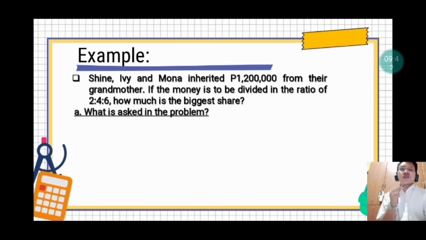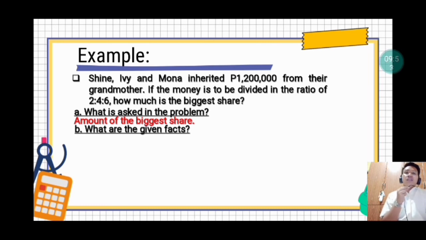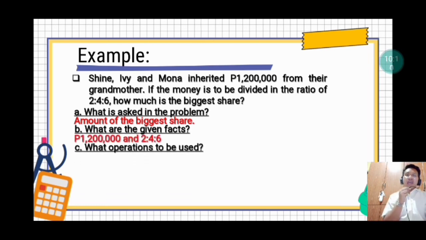What is asked in the problem? So the problem is, we are looking for the amount of the biggest share, okay? So for the second step, what are the given facts? So the given facts are, anyone? Alright, very good. So the given facts are 1,200,000 and then the ratio of 2 is to 4 is to 6. That would be the given facts. And for the next step, what operations to be used? So of course, we need to use the three operations, addition, multiplication, and division.